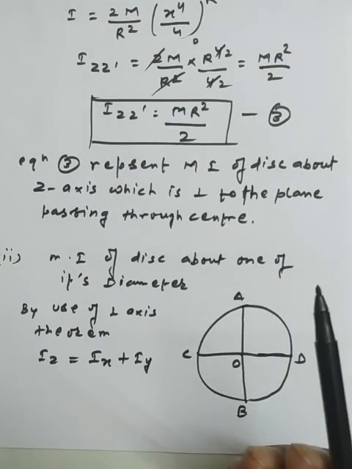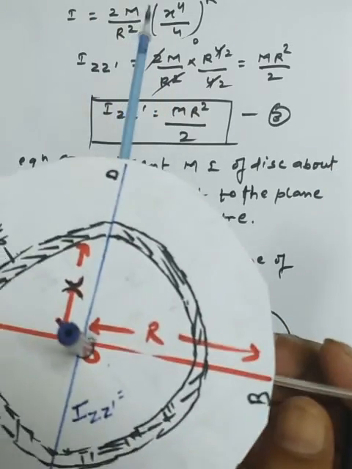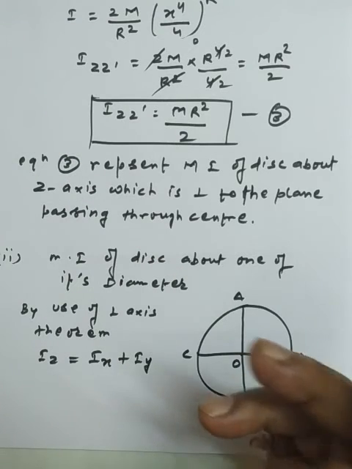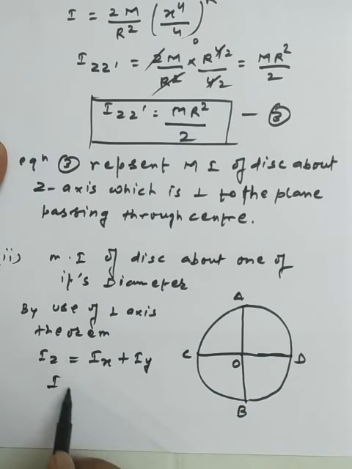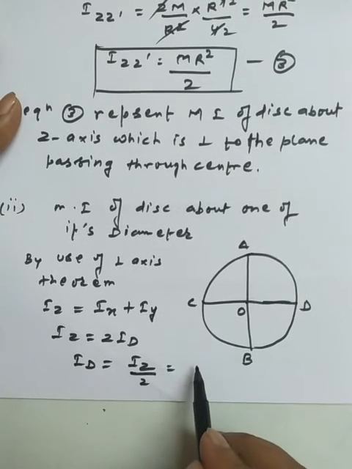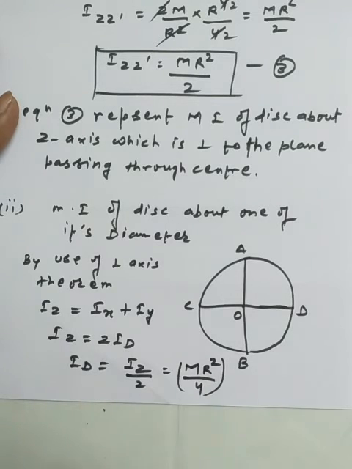So we can use the simplest portion, and we have two diameters available in the plane of the disc, and they have the same moment of inertia. So we can use the basic concept: Iz is equal to 2 Id, and Id is Iz upon 2. We have discussed the moment of inertia about the Z axis, that is mr square by 2, so it comes out as mr square by 4. So this is the possible representation of that problem we have.